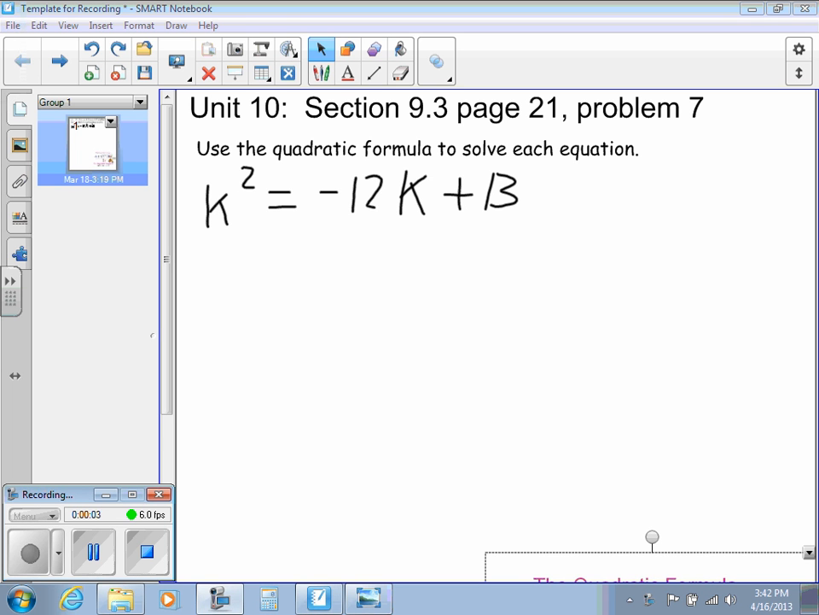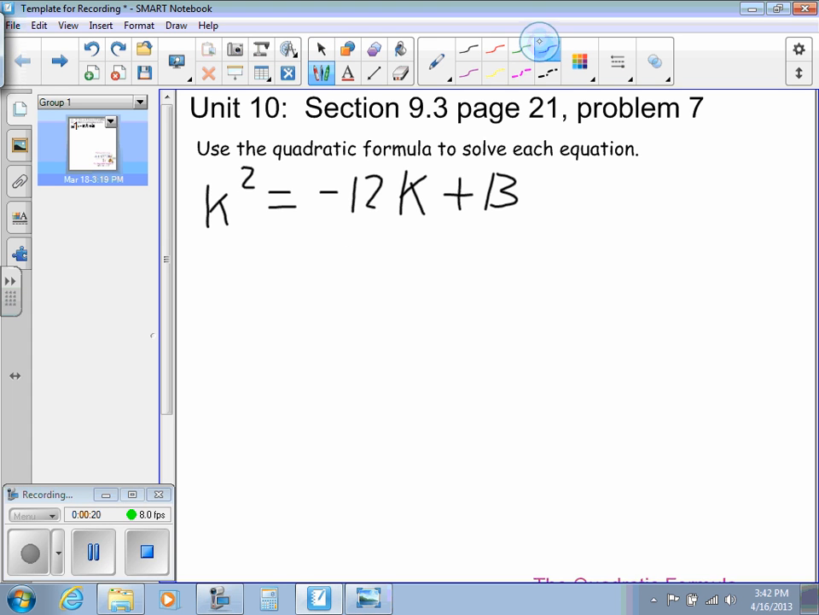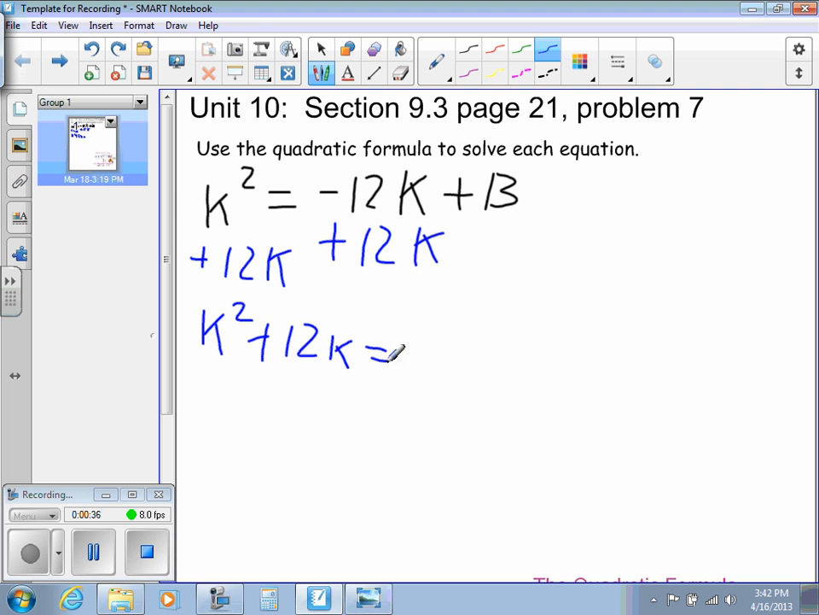You could complete the square to solve this equation, but how about a shortcut now? We're going to start off by getting the equation into the same form that we would use if we were factoring to solve. We're going to get everything on one side and set it equal to 0. So I'm going to add 12k to both sides of the equation, giving me k squared plus 12k equals 13.